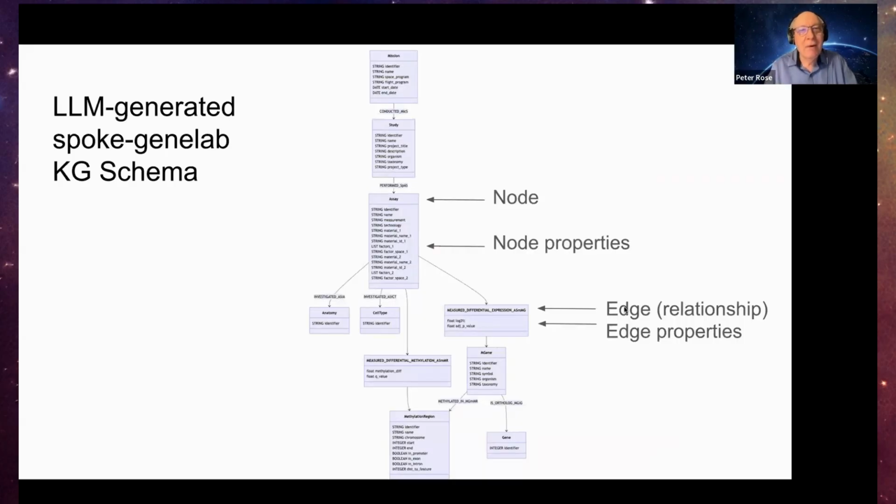So this is the LLM auto-generated schema for the SPOKE-GeneLab knowledge graph. We have missions, studies, assays, etc. So an assay is a node, and the node has properties. Those are the node properties. So an assay measures differential expression of model organism genes. This is called an edge or relationship. And a relationship can also have properties, like we talked about before, like the log2 FC value, for example. That's called an edge property. So you see the LLM has a complete understanding of this entire schema, what type of information is available there. So it can use that to answer any queries.